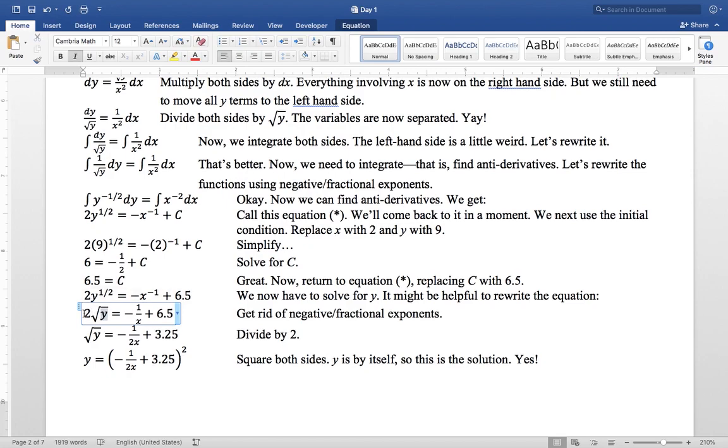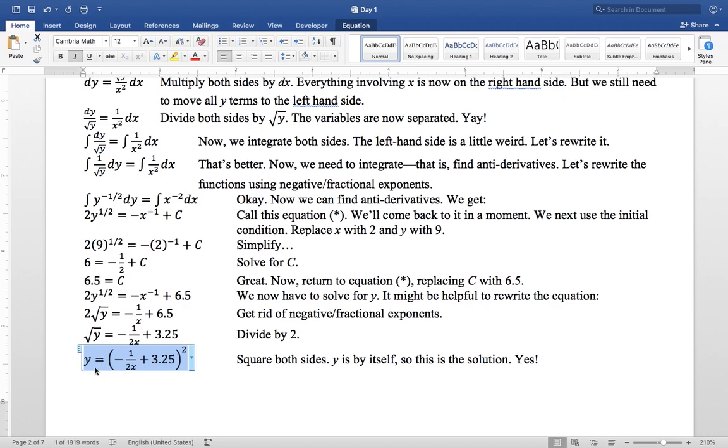So rewriting these terms gets you here, right? Y to the 1/2 is root y. X to the negative 1 is 1 over x. Now, we want to solve this thing for y. Well, we have to get the y by itself. So you should begin by dividing both sides by 2. All terms get divided by 2, right? So the negative 1 over x becomes negative 1 over 2x, and the 6.5 divided by 2 is 3.25. Finally, to isolate the y, we square both sides. So the whole right-hand side gets squared, and we obtain this expression. And this is a function, right?